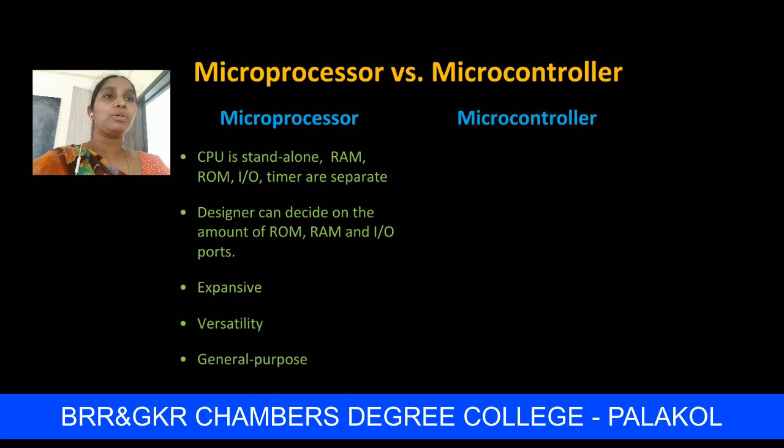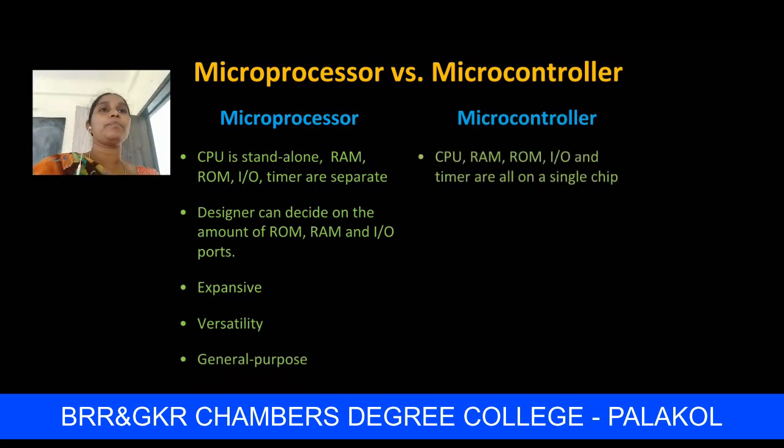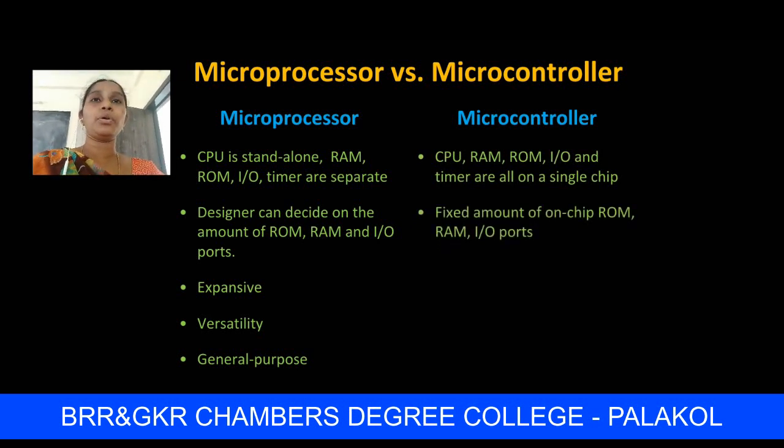Next, coming to the microcontrollers. Here the microcontrollers have an inbuilt CPU, RAM, ROM, IO and timers, all in a single chip IC. That's why microcontrollers are also called small computers. They have a fixed amount of on-chip ROM, RAM and IO ports, and they are not expensive. The microprocessors are expensive, but the controllers are not.